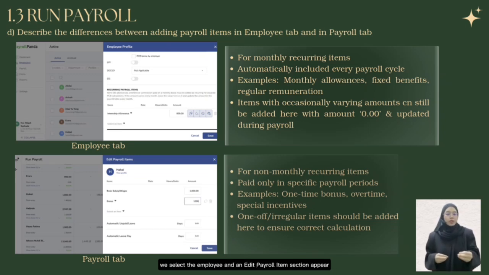For the payroll tab, the process is similar whenever we want to add a different payroll item for an employee. We select the employee and an edit payroll item section appears. Here, we can choose non-monthly recurring items such as one-time bonuses, overtime, or special incentives. After adding and saving the items, they appear in the payroll preview tab for the selected employee. One-off or irregular items should be added in the payroll tab to ensure correct calculation for the specific payroll period.